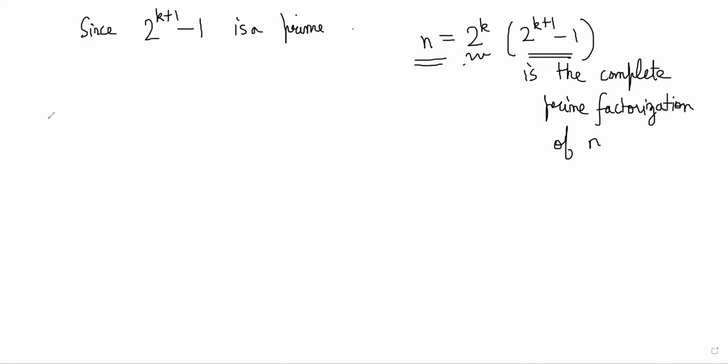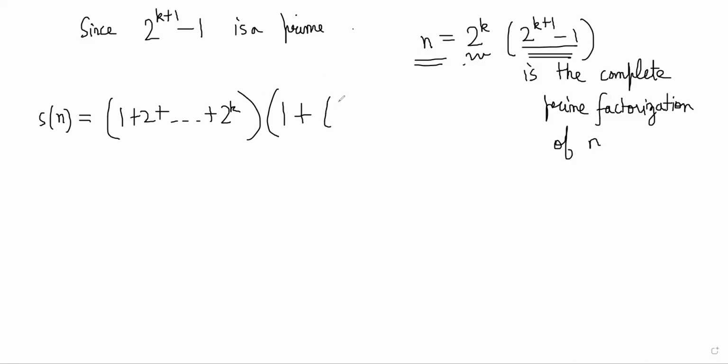Now, if we try to take S of n for this number, according to the formula for S of n, we have to do 1 plus 2 plus up to 2^k here, and there is only one prime factor here. So the sum of the divisors would be 1 plus (2^(k+1) − 1), right? Because the power of this prime is 1, so you take one case where you don't include it, and the other case is itself, right? So this is the S of n according to the previous understanding of S of n, right?